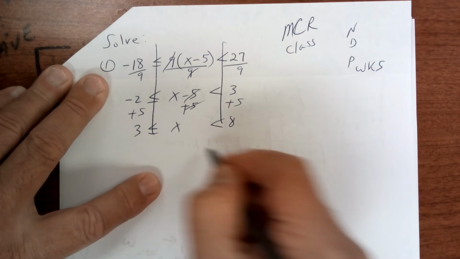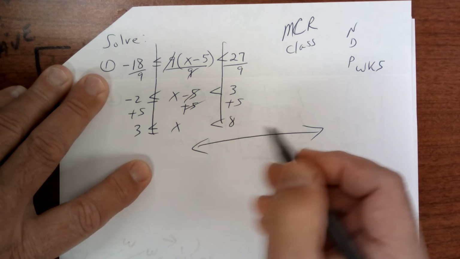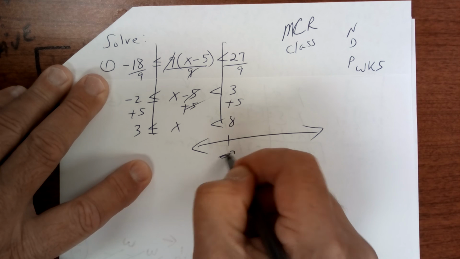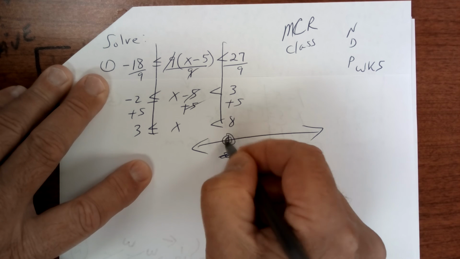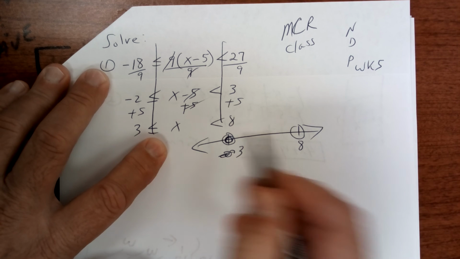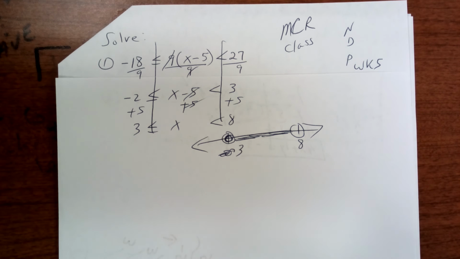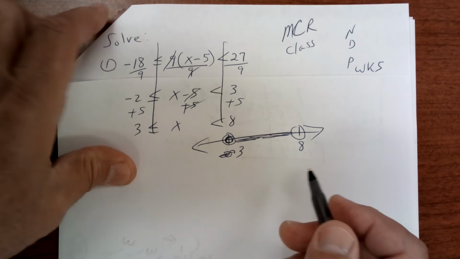So it's between 3 and 8. So 3, color it in because it's equal to, and 8, don't color it in, and it's in between. And that's how you do that one. And that's a compound inequality. All right, let's keep moving.